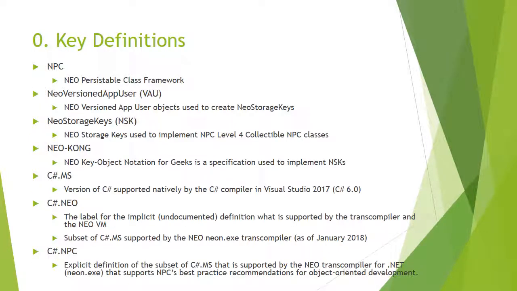Okay, a few definitions off the top. NPC is the acronym I use for the NEO Persistable class framework. A couple key new concepts. There's the NEO versioned appuser. These are objects that are used to create NEO storage keys. I'll talk about those in detail, and I sometimes call those UVAs. There's NEO storage keys, or NSKs.